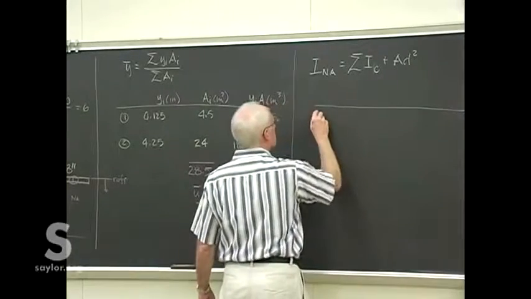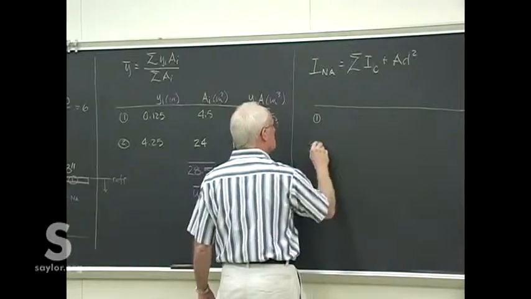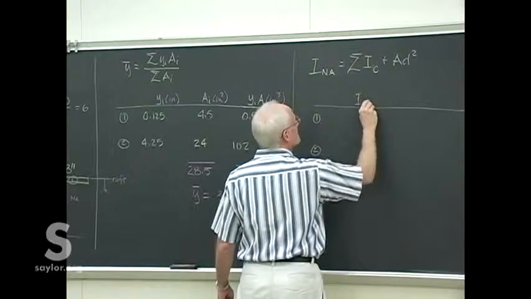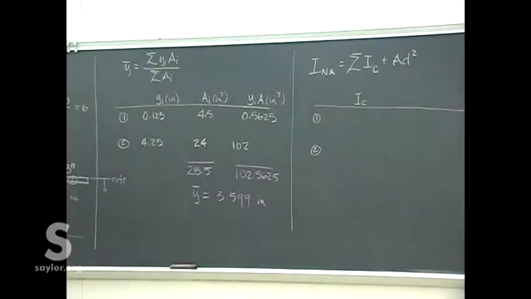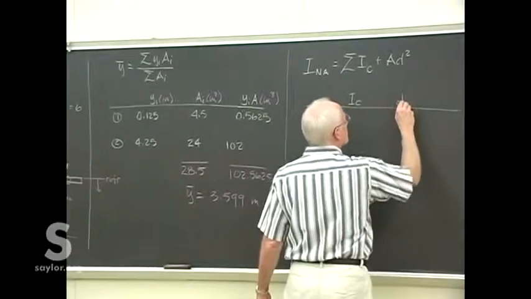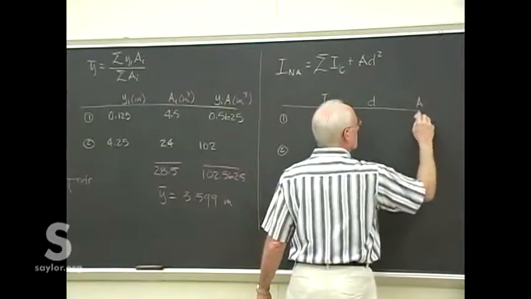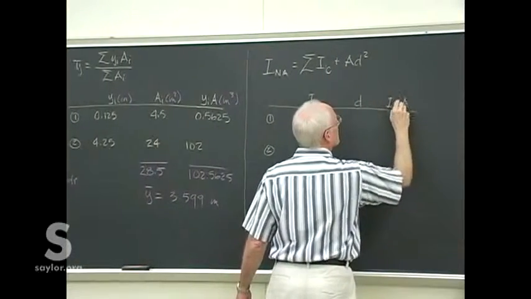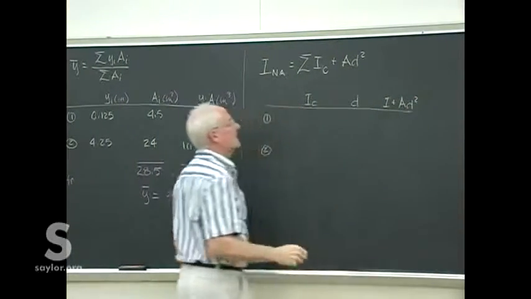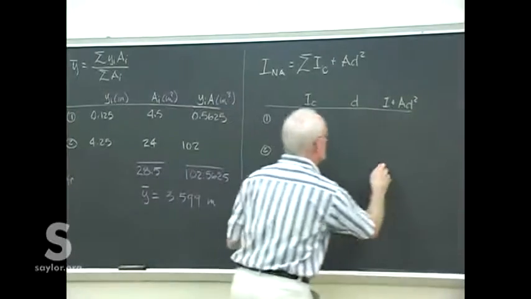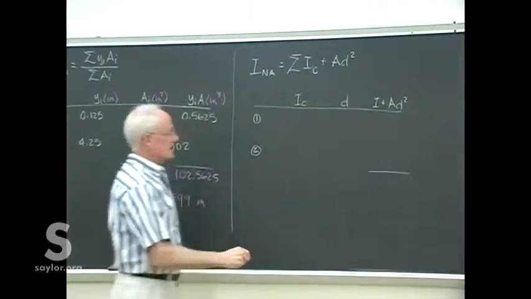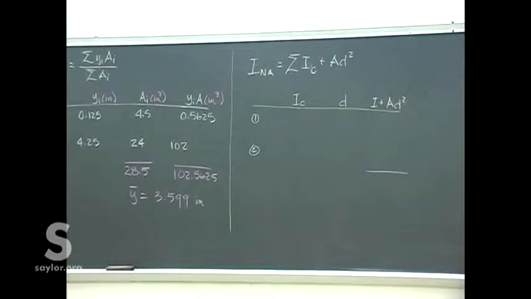All right, so for each of the individual pieces, we need to find its centroidal moment of inertia, its moment of inertia with respect to its own centroid. Then, since we're using the parallel axis theorem, we need to then move it over a little bit, and then that's the last piece we sum up there.